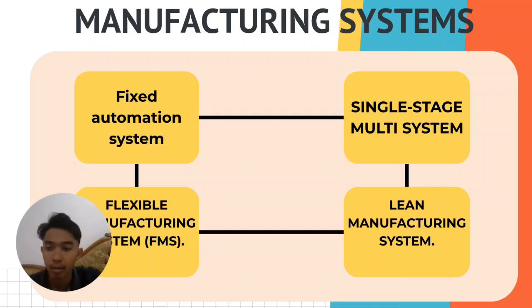Finally, lean manufacturing system. A lean manufacturing system is a production method focused on reducing waste and increasing value for the customer by making processes more efficient.